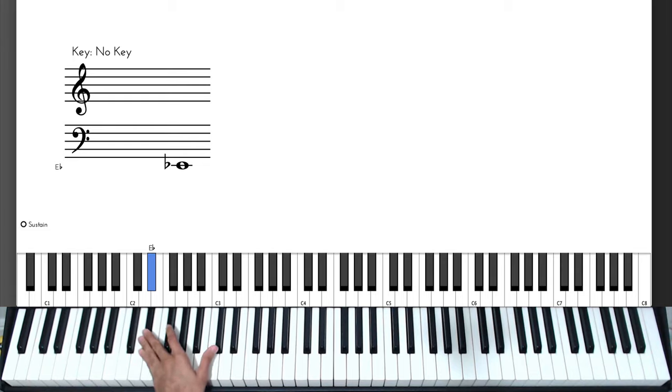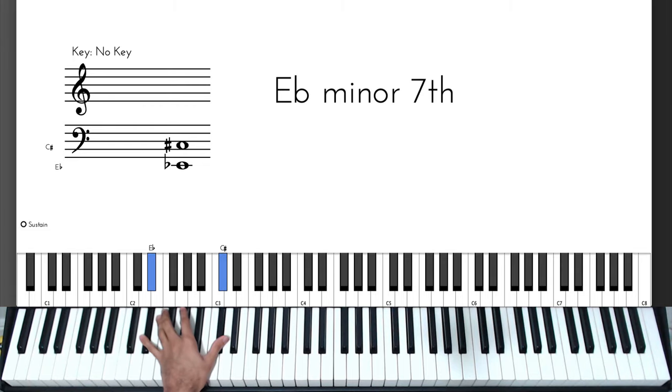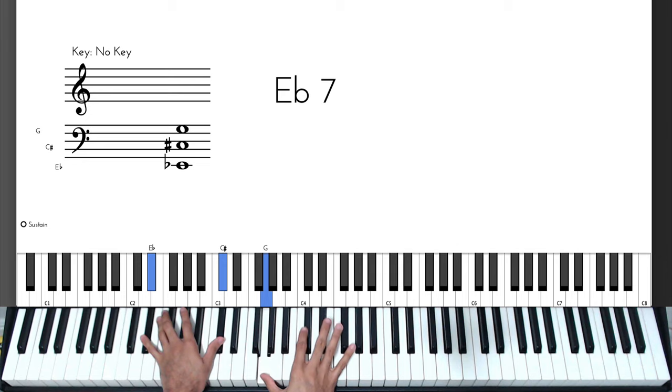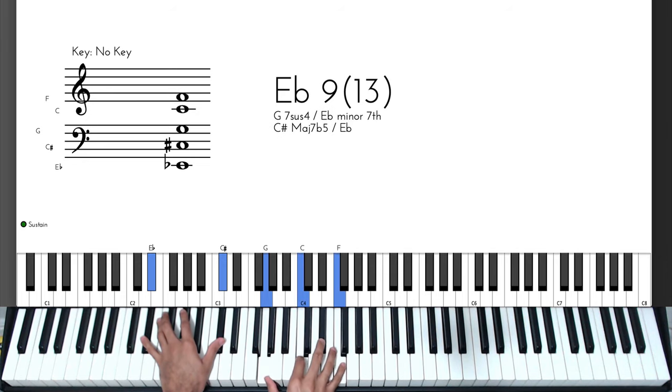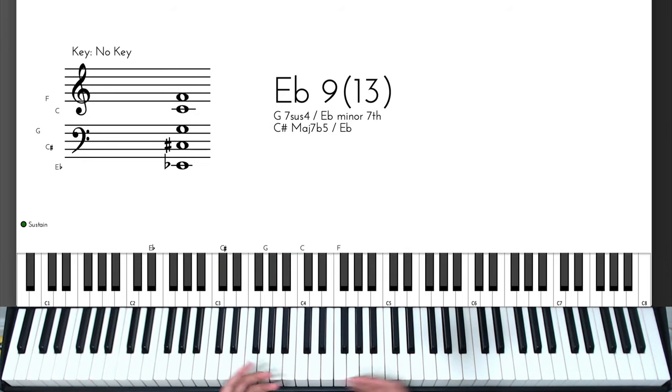I know that the chord that I'm playing is the E flat, which is the 2. So I add the minor 7th. Then I go a tritone up from there, which is G. Then I just go a 4th and a 4th. It might seem a little bit complicated, but that's just the way that I think about it.